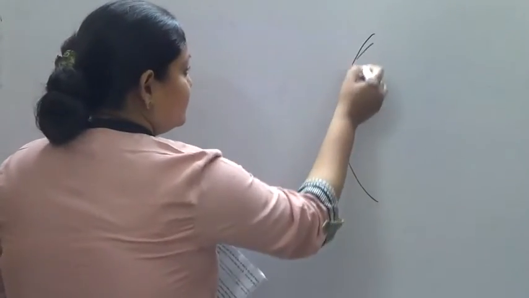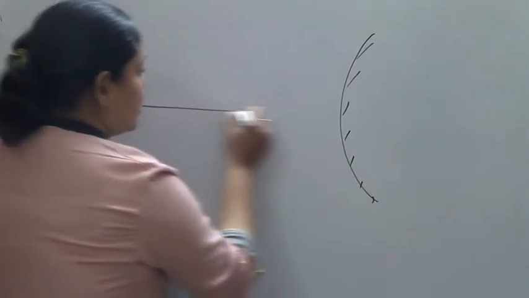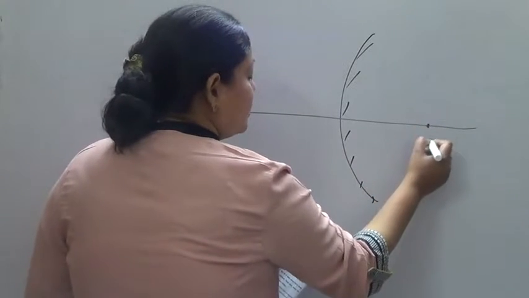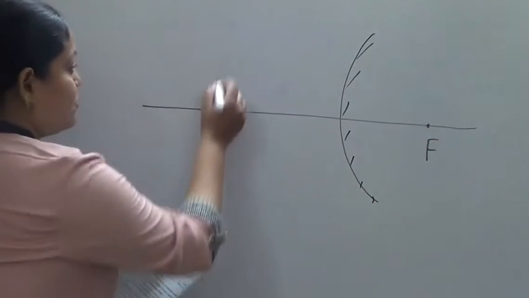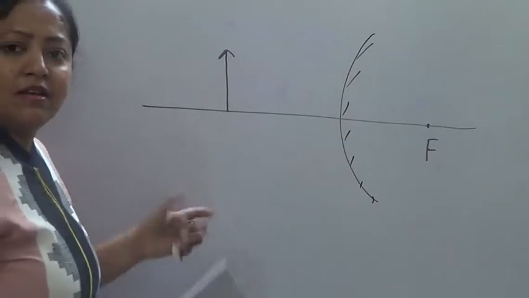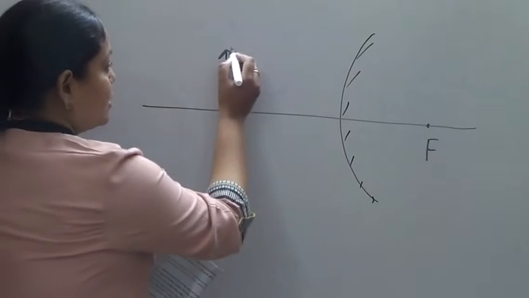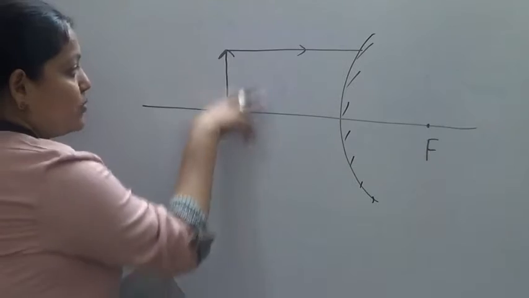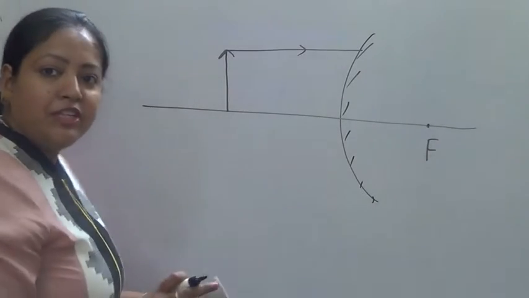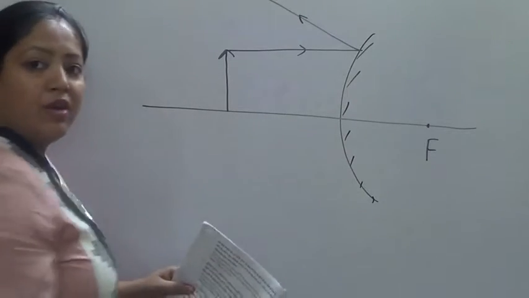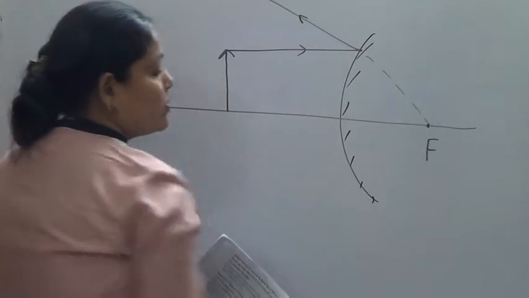So, a convex mirror, and you know where its focus lies? Its focus lies behind the mirror. Let it be here. And you have to draw the ray diagram for it. So I am taking an object of any length, anywhere in front of the mirror, and drawing an incident ray which is parallel to the principal axis, and after reflection it will appear to pass through the focus.